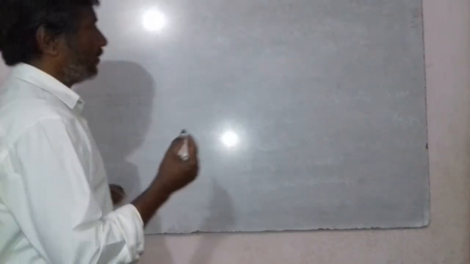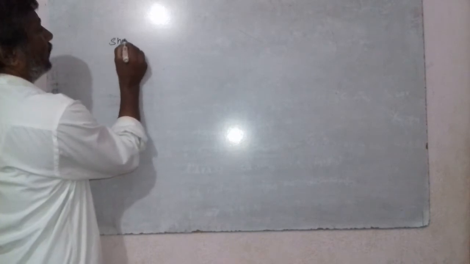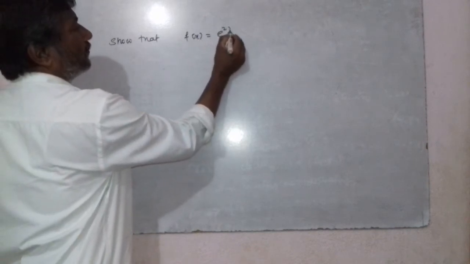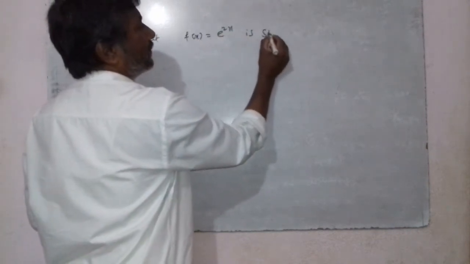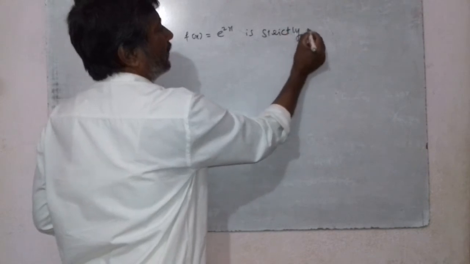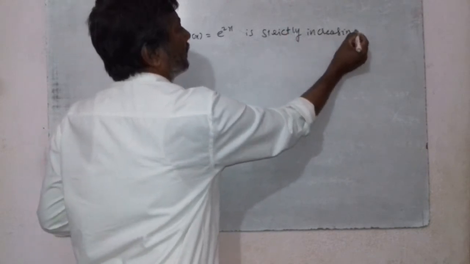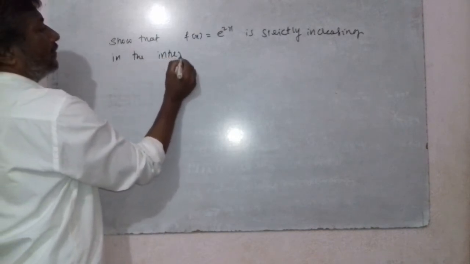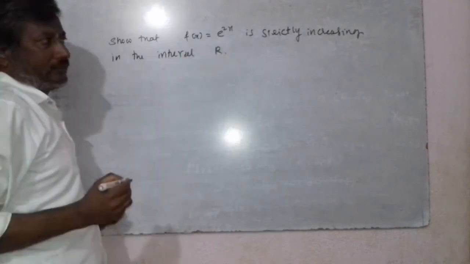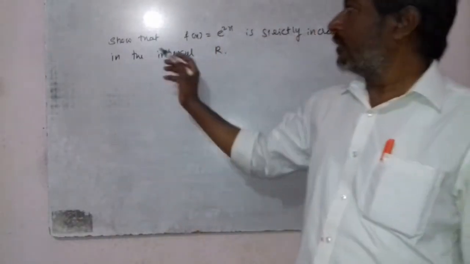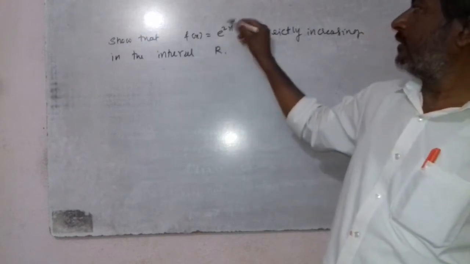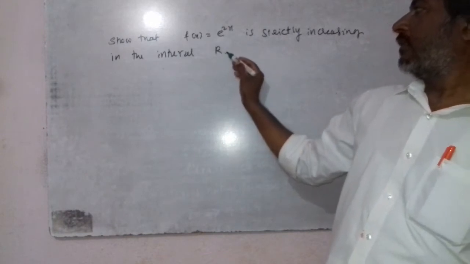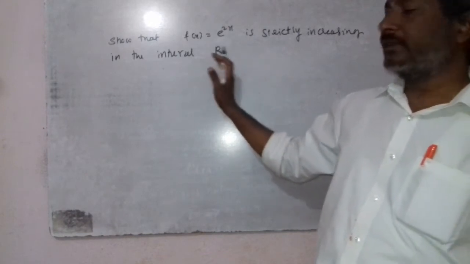So next, consider this problem. Show that f x equal to e raised to 2x is strictly increasing in the interval R, that is, real numbers.